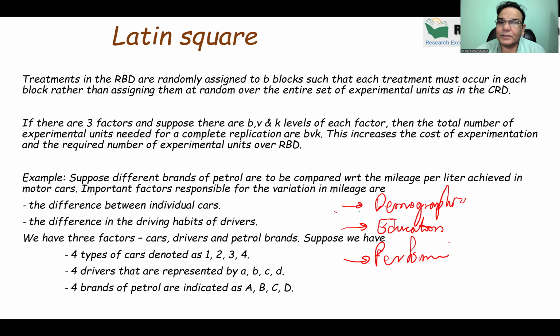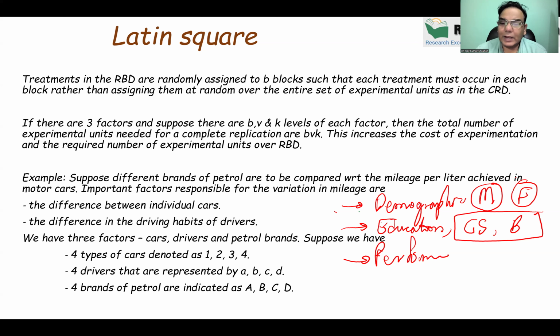I want to check the impact of education style on the performance. So in education style, I keep two styles, case study and Blackboard. So there are two levels in education style. In demographic, I divide the group into two groups, let's say male and females. And in performance, we are assuming there are two levels, normal performance and excellent performance.